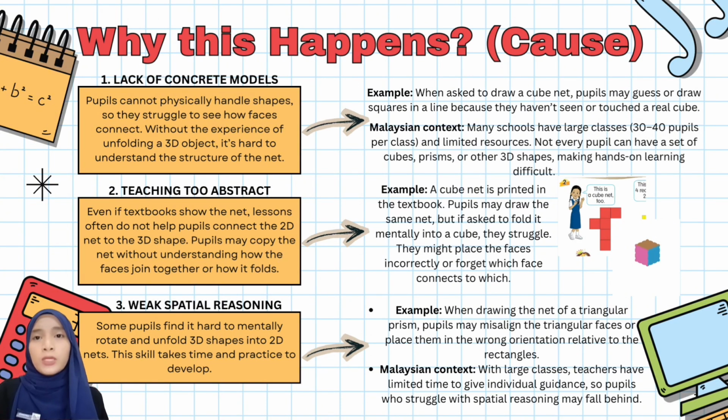And last, weak spatial reasoning. Some people find it hard to mentally rotate and unfold 3D shapes into 2D nets. This skill takes time and practice to develop. For example, when drawing the net of a triangular prism, pupils may misalign the triangular faces or place them in the wrong orientation relative to the rectangles.